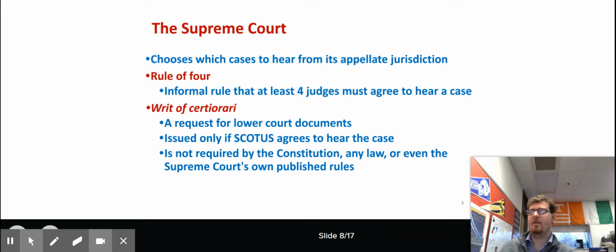It's really weird. All right, so the Supreme Court gets to choose which cases it hears, especially when it has to do with appellate jurisdiction. I have what's called the Rule of Four, and this is an informal rule. It used to be the Rule of Five in the very, very early days before the Supreme Court had a physical building.